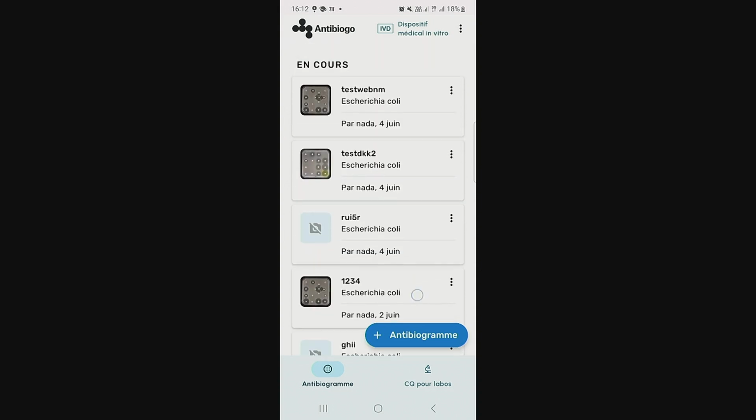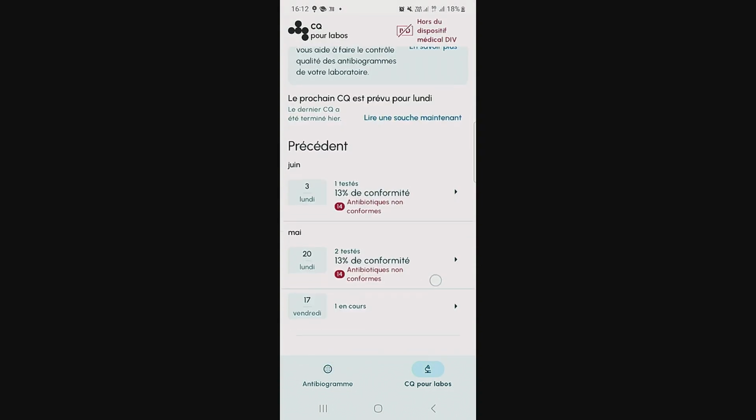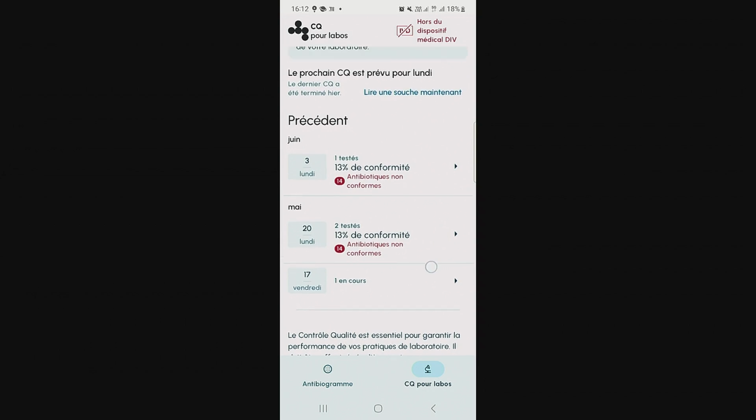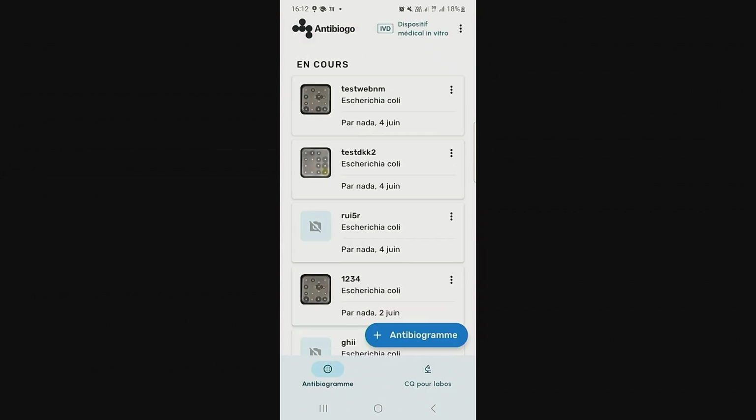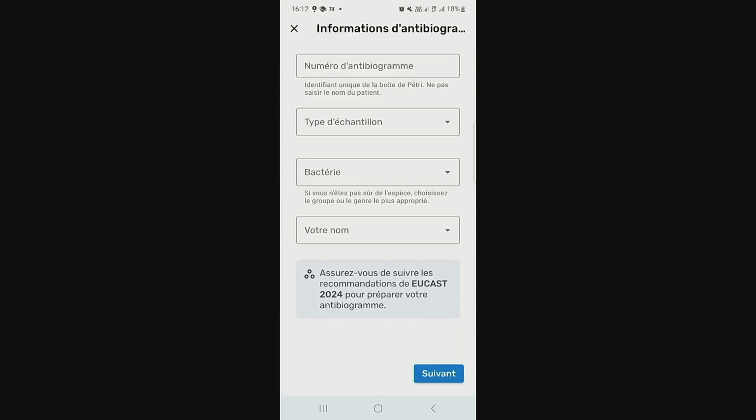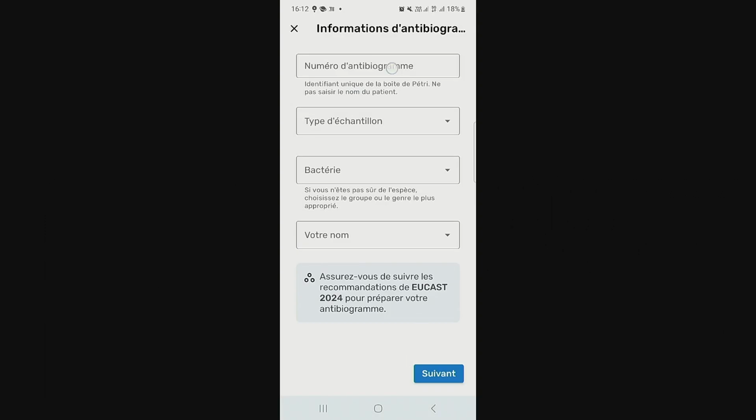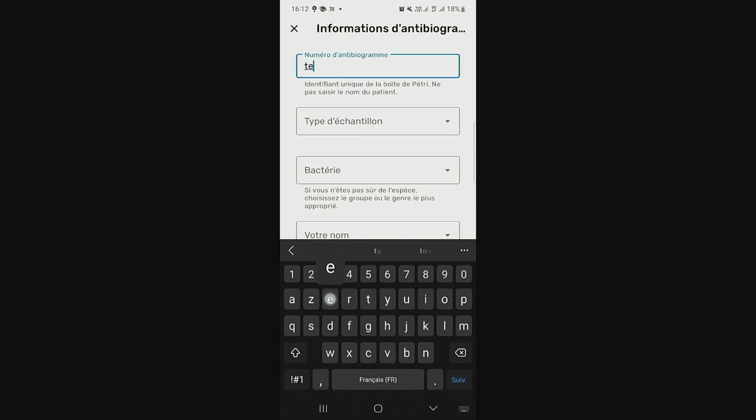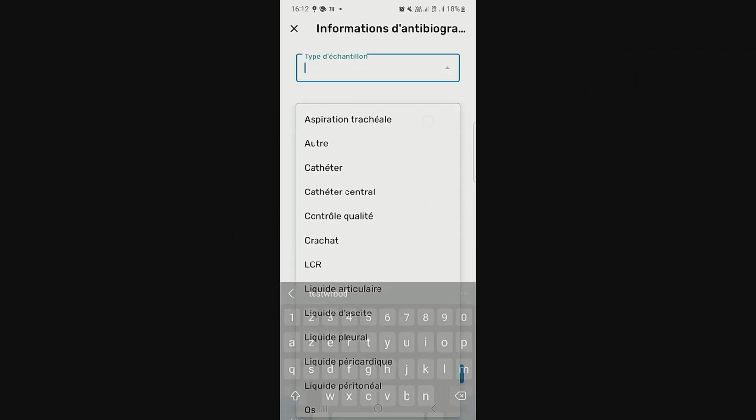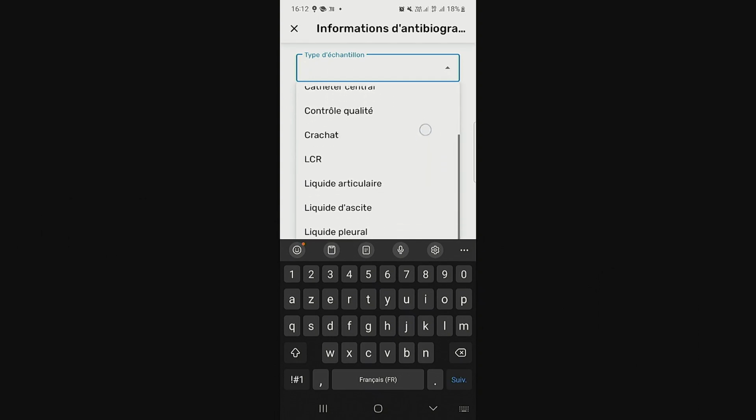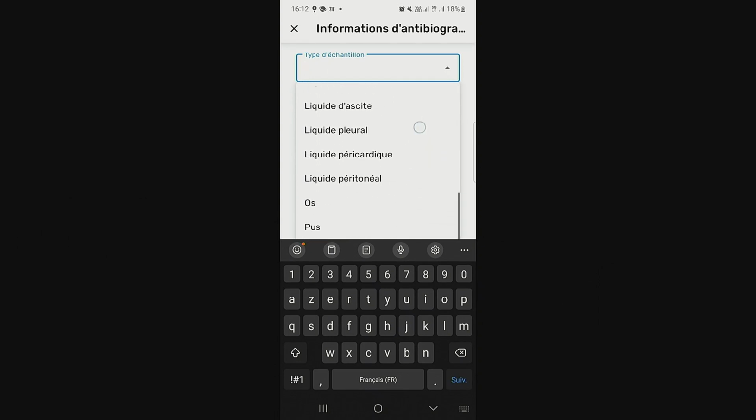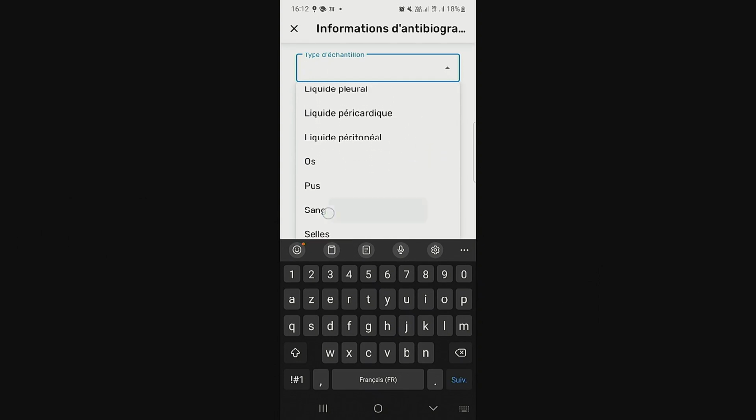So this is the main screen of Antibiogo. You have AST and QC, but we will start with the AST. You go to the AST part, you select the number of Petri dishes that you want to read, and you enter the general information about the AST: the ID, the type of sample, the bacteria that you already identified, and finally the name of the laboratory technician who is performing the test.